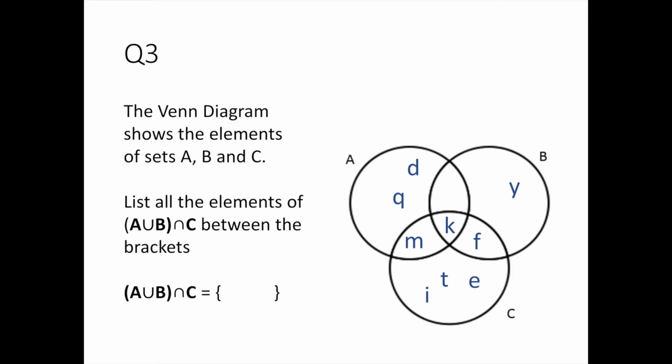Question 3. The Venn diagram shows the elements of sets A, B, and C. List all the elements of A union B intersection C between the brackets. You have 1 minute to answer this question.